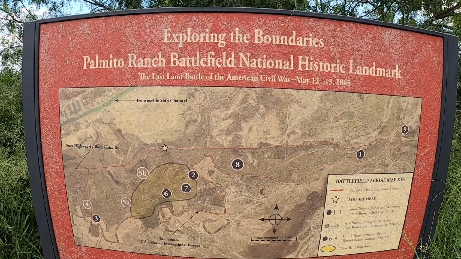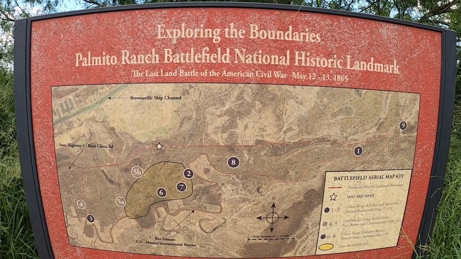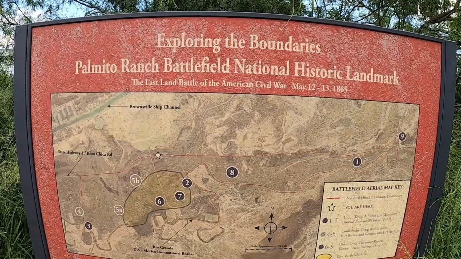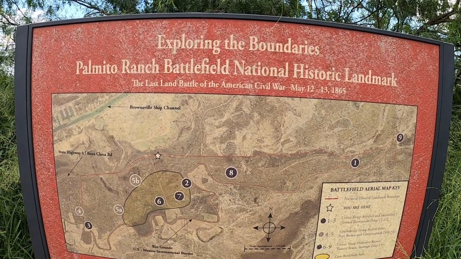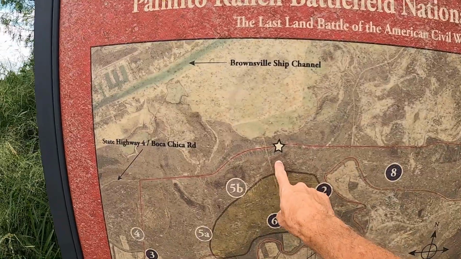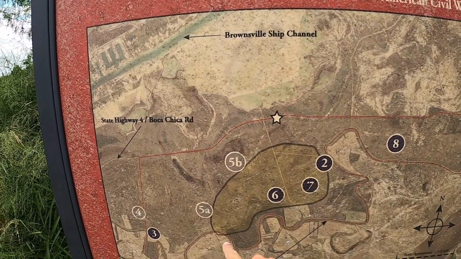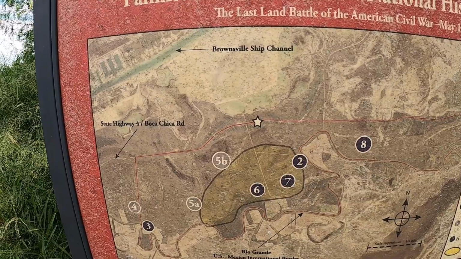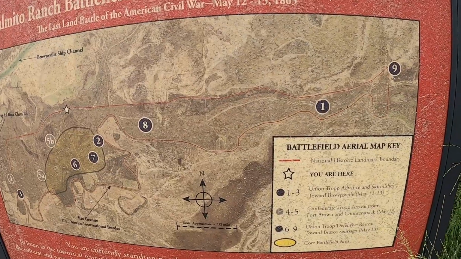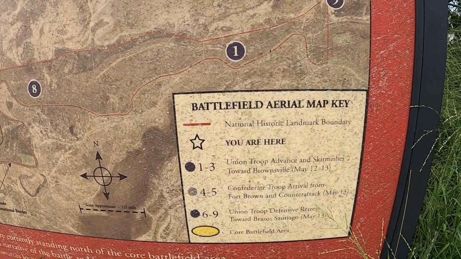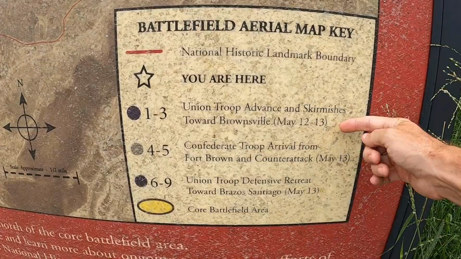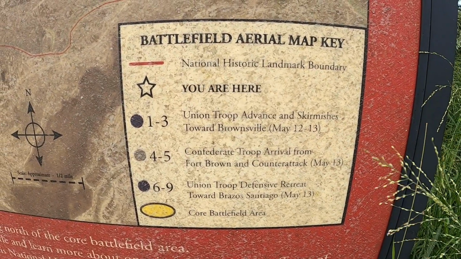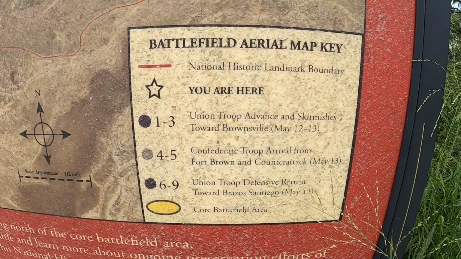So where I'm standing right now, I'm on top of Palmito Hill. You can see this rise in the landscape above the surrounding coastal marsh. And so we're right here where this star is, and just to the south of us, you can see where the battle took place. So you can see this took place over a period of a couple of days, May 12th through May 13th of 1865.